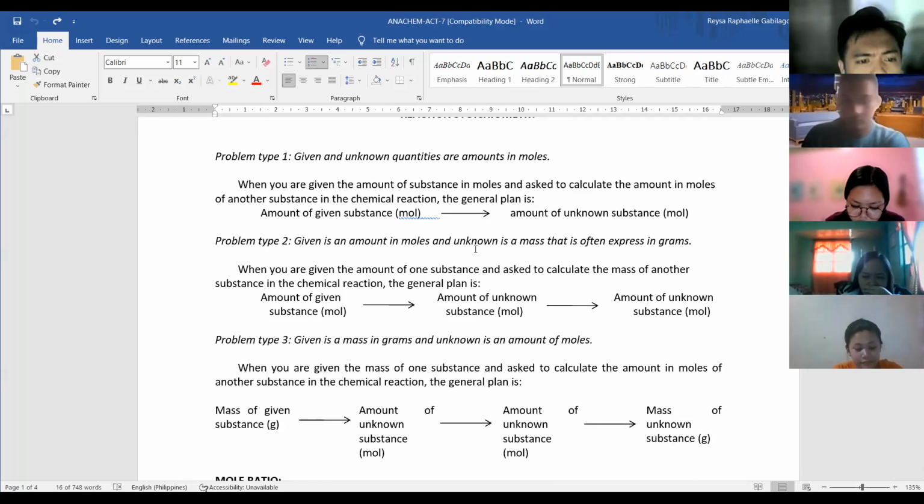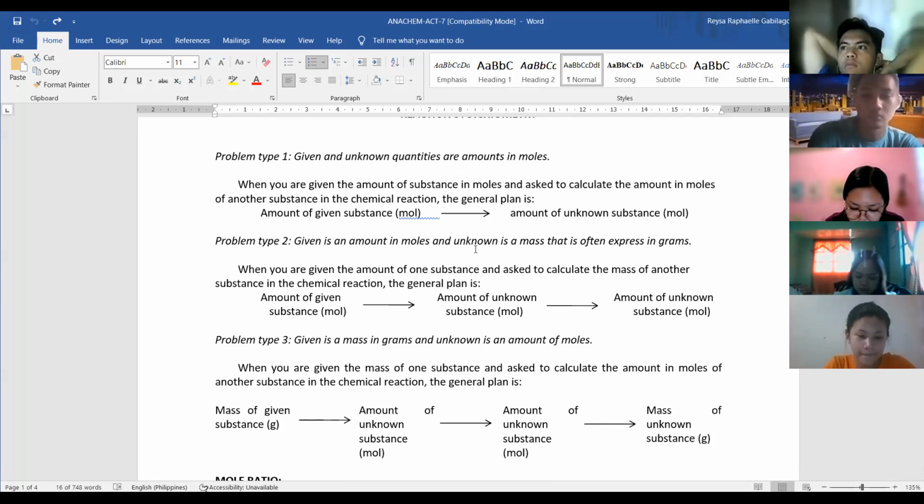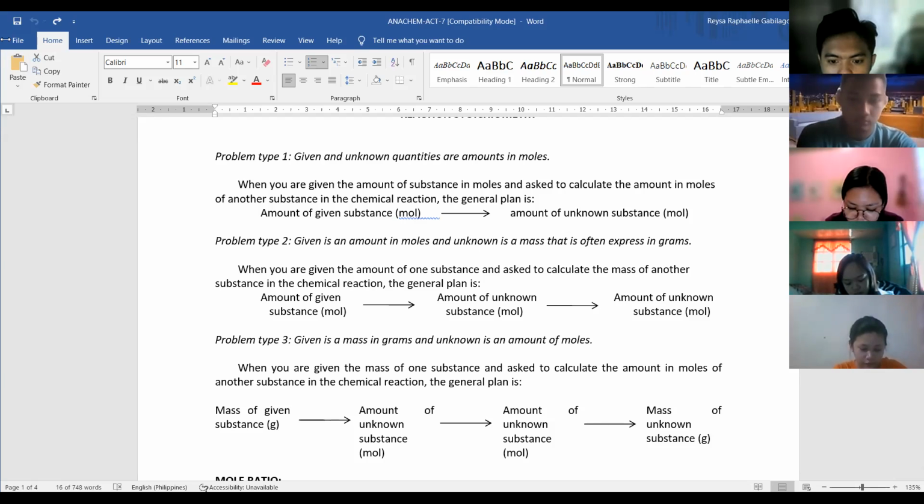And next week, Monday, di ba, we will have our reporting ng activities 6 and 7 that will be reported by groups 2 and 3 respectively. And then on the next day, sa Tuesday, we will have the reporting of activity number 8 and that will be reported by group 4. Activity number 8 was the experiment we did sa face-to-face the other week. Okay, or I think last week.